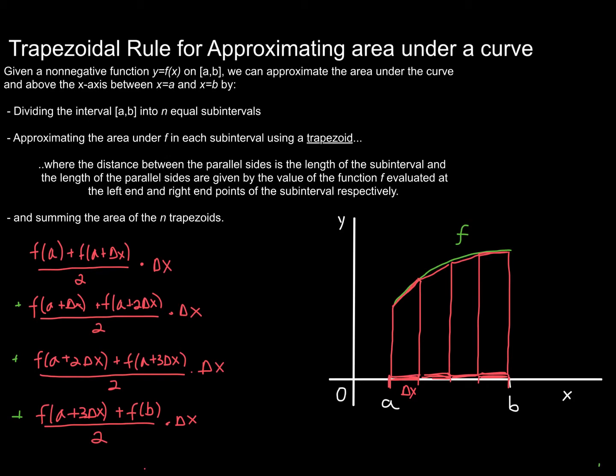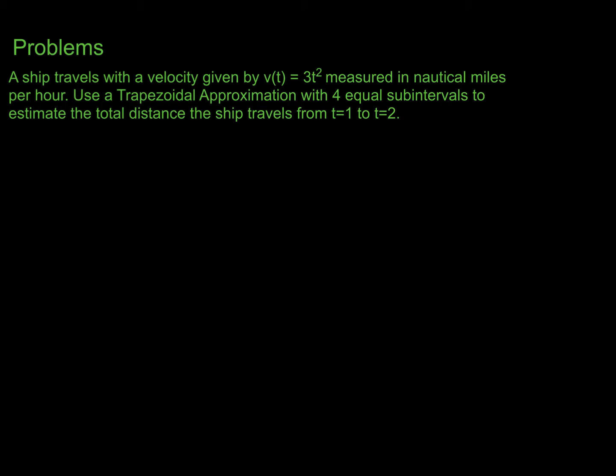All right, so let's go ahead and apply this to some situations. Problem number 1. A ship travels with a velocity given by the function v of t, which is equal to 3t squared, measured in nautical miles per hour. Use a trapezoidal approximation with 4 equal subintervals to estimate the total distance the ship travels from t equals 1 to t equals 2. Go ahead and complete this on your own first, and if you're interested, you might also do a left rectangular approximation or right rectangular approximation, or even a midpoint approximation, and compare it to your trapezoidal approximation.